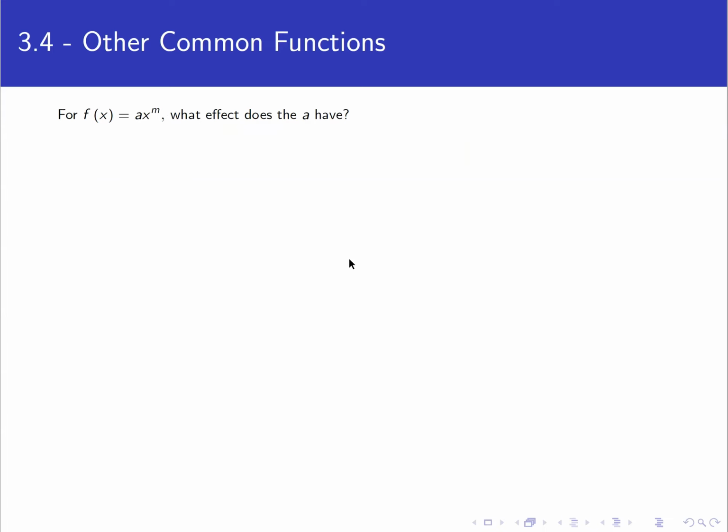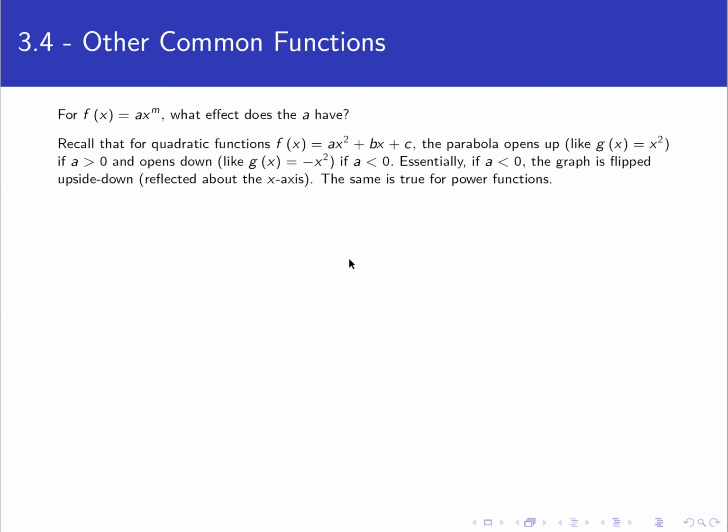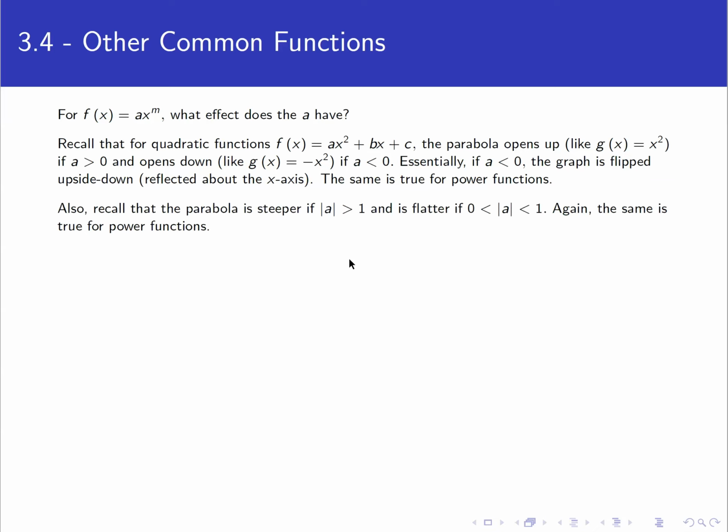What does the a do? Well, remember what the a did for quadratic functions. If a was positive, it opened up. If a was negative, it opened down. The bigger the a was in absolute value, the skinnier the graph got. The exact same thing happens for power functions. So positive means it's going to behave like the original one did. Negative means it's going to be flipped upside down.